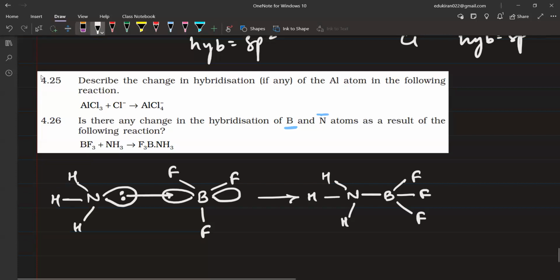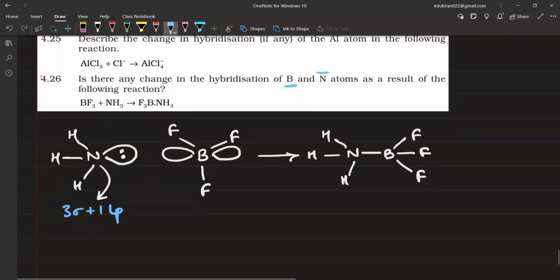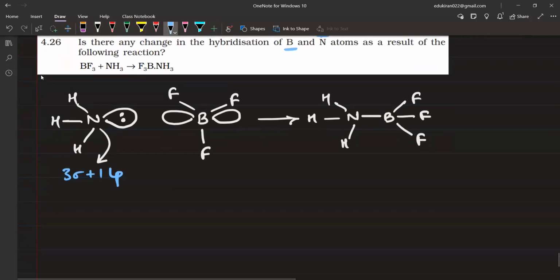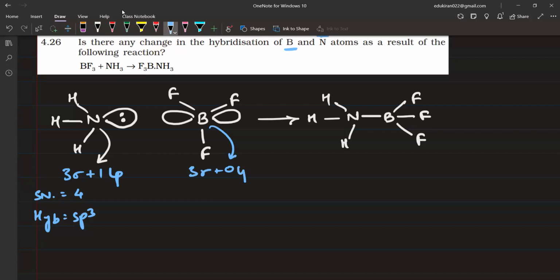Now let us look at the change. If I talk about nitrogen in this case, it has 3 sigma plus 1 lone pair. That means the steric number for nitrogen is equal to 4, and the hybridization will be sp3. If I talk about the boron atom, it has only 3 sigma bonds and 0 lone pair electrons. The steric number here is equal to how much? 3, and the hybridization will be sp2.